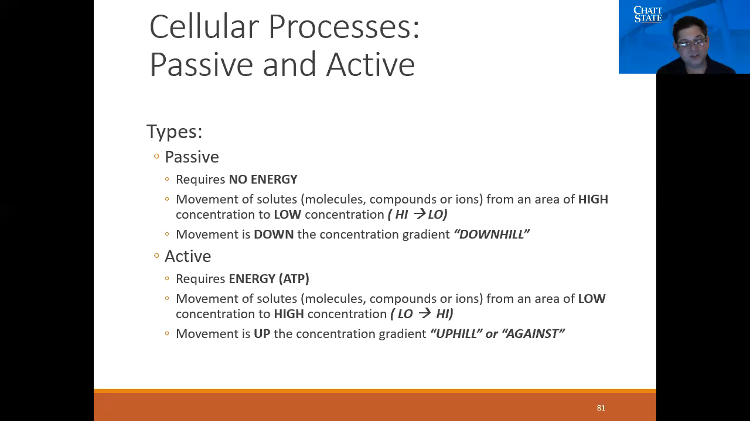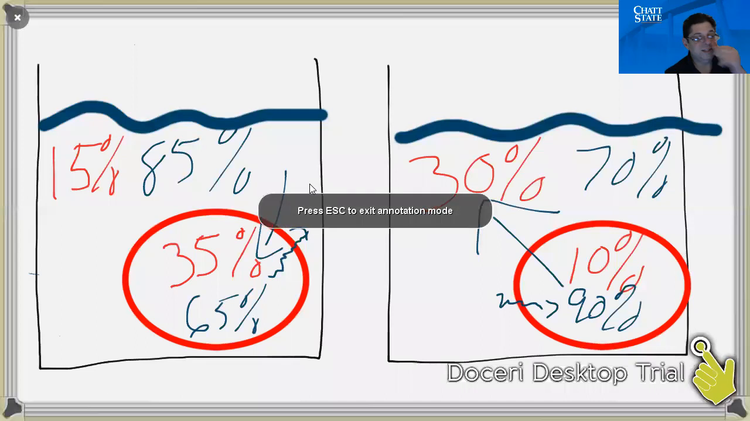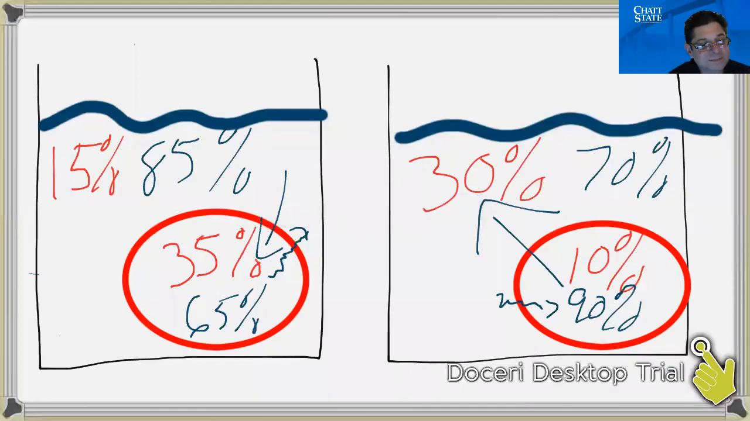And again, that has to do with the concentrations. Passive transport is going to move molecules or compounds or ions or water, like we just saw, from an area of high concentration to low concentration. Where do we see the high concentration of water on the left? What's the number? 85, right? And 65 on the inside of the cell. So did water move down its own gradient, high to low? Yes, it most certainly did.